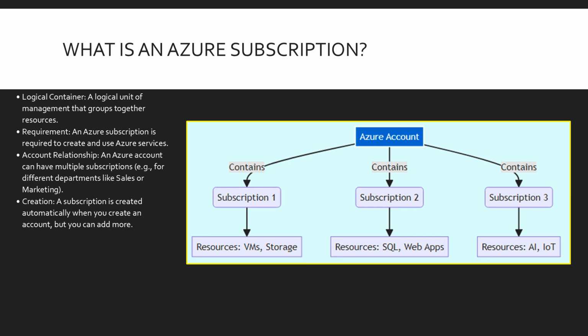In this diagram, you see the Azure account at the top, acting as the root identity. Branching down are multiple subscriptions labeled 1, 2, and 3. This visualizes the one-to-many relationship we just discussed. Inside each subscription, you see different types of resources, like VMs or SQL databases. This demonstrates that the subscription acts as the container for these deployed services, logically separating them from one another.